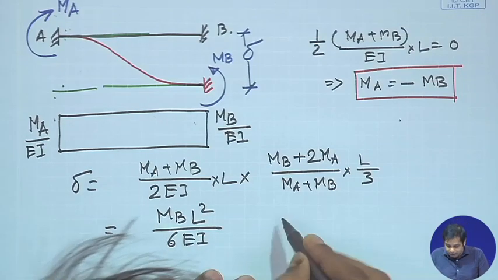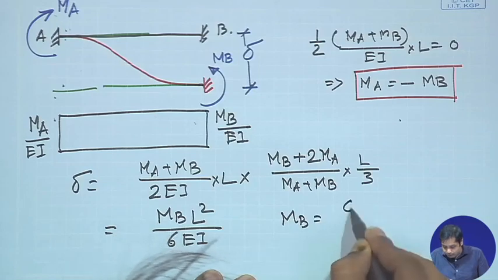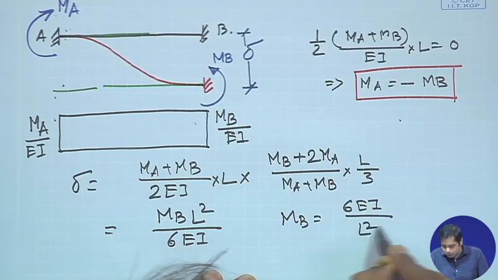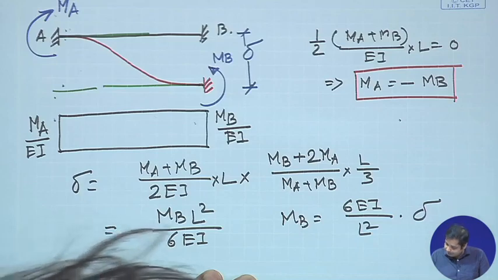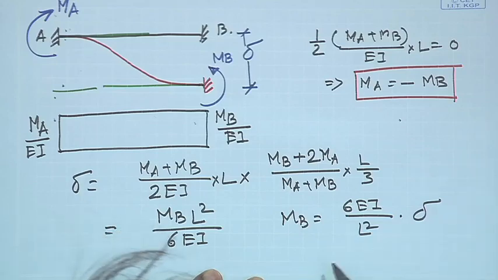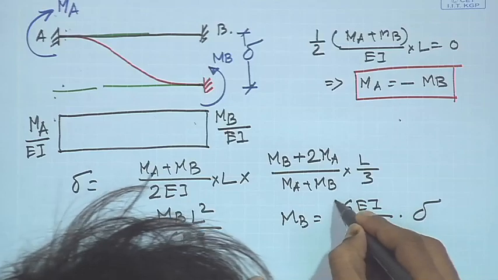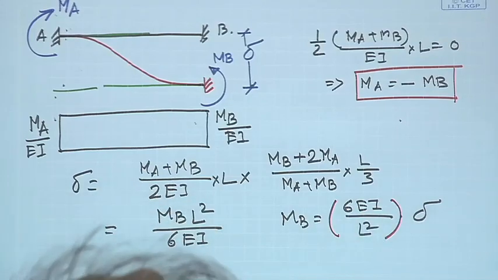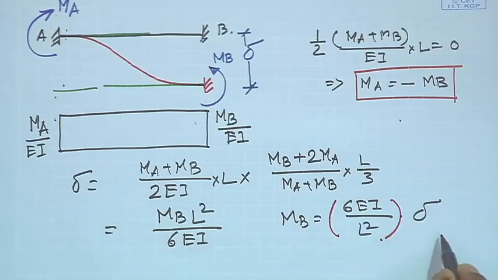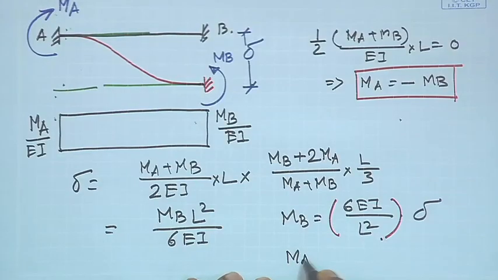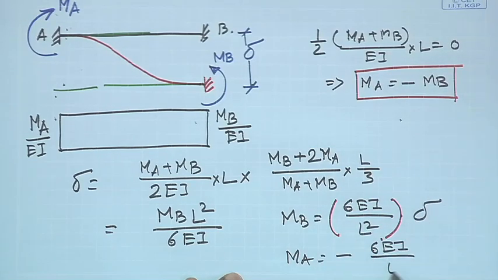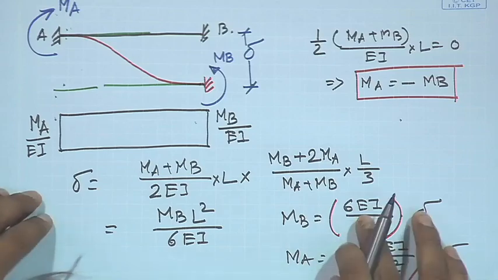So, what we get? We get MB is equal to 6EI by L square into delta. Again, we can write that this is the stiffness coefficient corresponding to the settlement. Similarly, MA is equal to minus MB, so it will be minus 6EI by L square into delta. So, this is the corresponding stiffness coefficient.